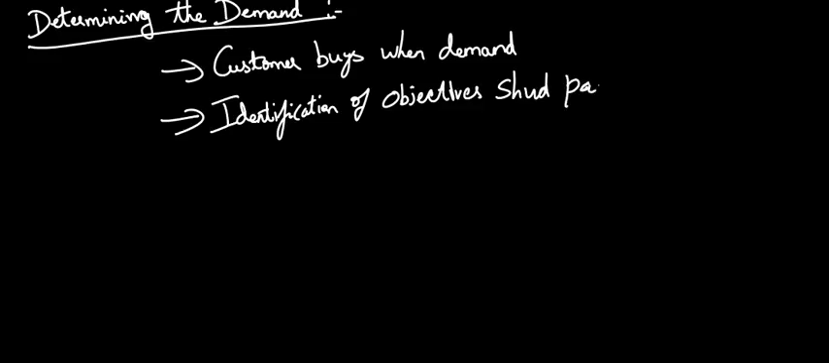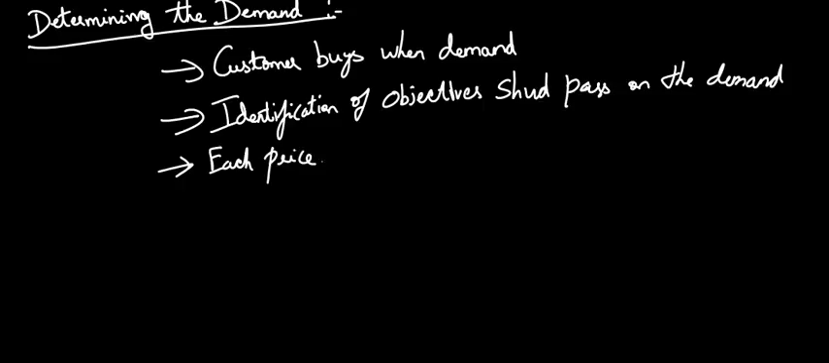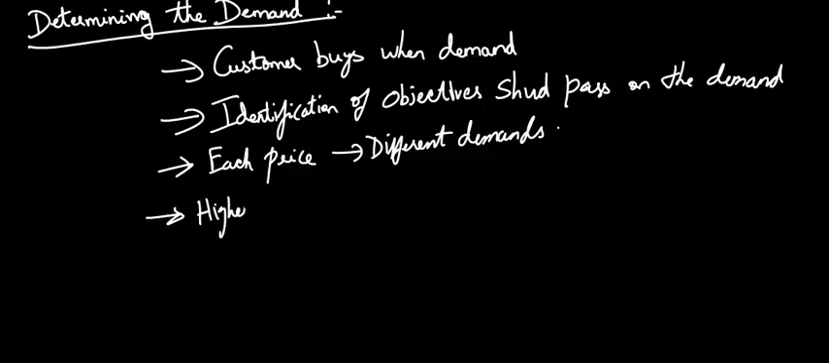I mean, pass on in the sense you have to identify the objectives and match it with the demand which is available in the market, so that your pricing is as crisp as possible. Because each price leads to different demands for the same product line. So determination of demand is generally, the thumb rule is higher the price, lower the demand.